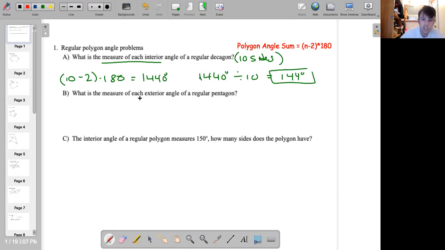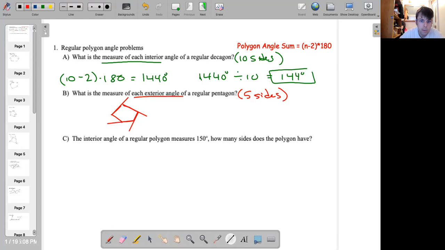All right, next one, part B. What is the measure of each exterior angle of a regular pentagon? Pentagon, remember, 5 sides. Remember exterior angles. So if we're talking about a pentagon, let's just sketch a random pentagon here. Try to make it regular. It's not great. To get the exterior angles, we take the side of the pentagon and extend it. So if we do that for each side, we get all of the exterior angles.